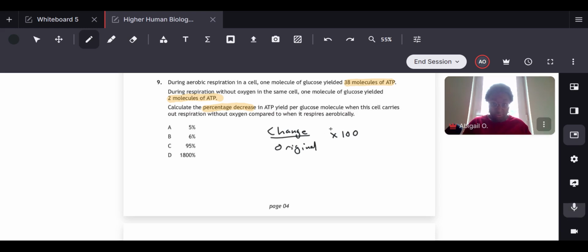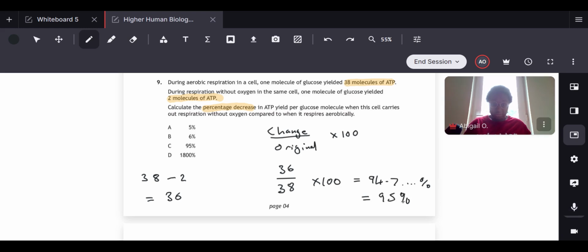So let's think about the change. We've started off with 38 molecules of ATP, and the change between 38 and 2, if you take away that 2, is going to be 36. So the change between those two values is 36. The original was 38. We times that by 100. That gives us a funny looking decimal, I think it's 94.7 something percent. And that will round up to 95%, which is option C.